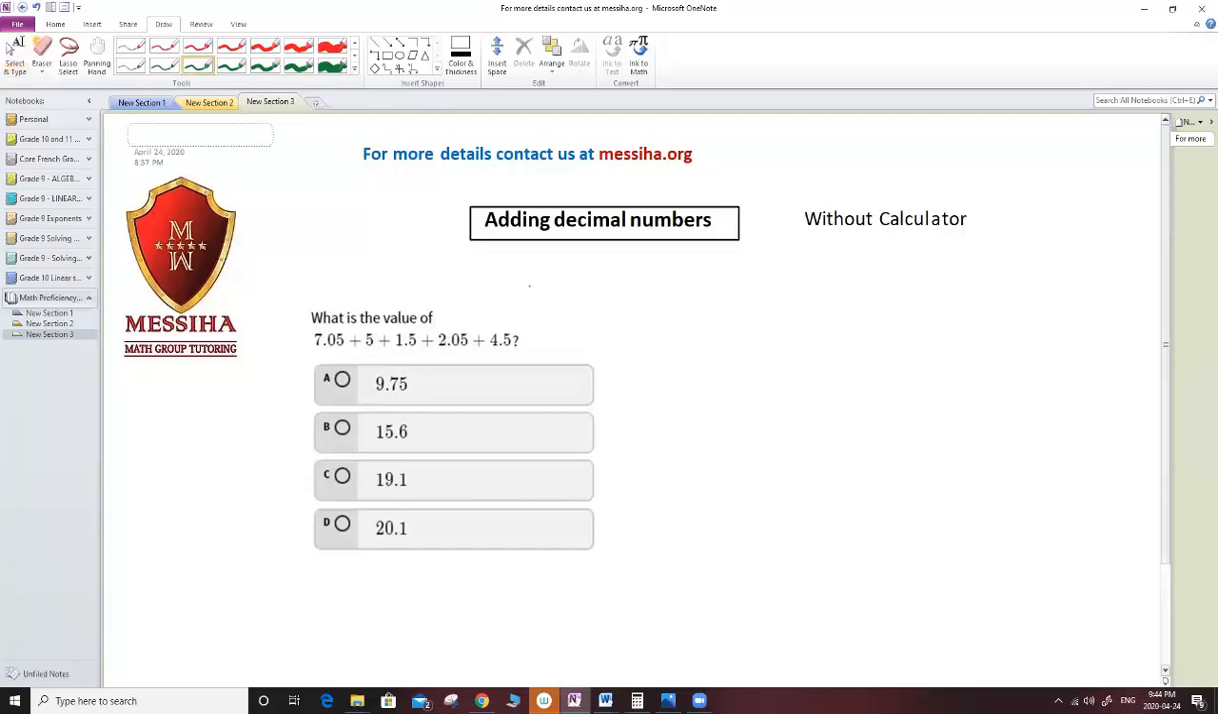Hi, dear teacher. We have here a question. What is the value of? And you see whole numbers and decimal numbers.